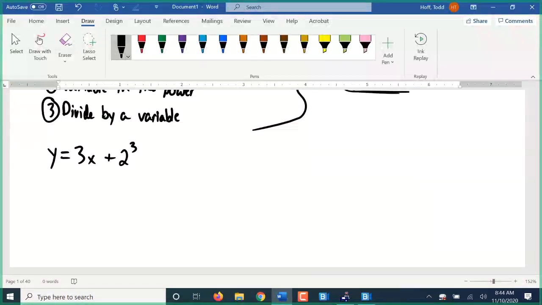So an equation like this, y equals 3x plus 2 to the third power. At first, it looks bad because of the third power, but that third power is just on a number. This is really just y equals 3x plus 8, since 2 to the third power is 8. So that's fine. That will be a line.